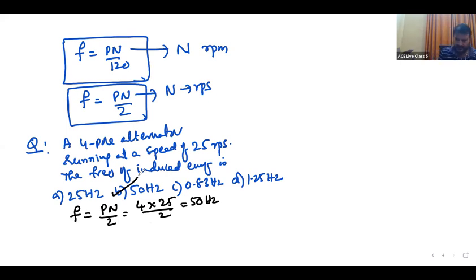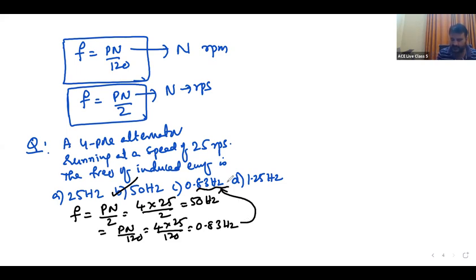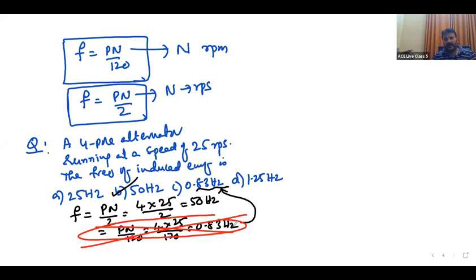Instead of that, if you use F is equal to Pn by 120, what is going to happen? That is 4 into 25 divided by 120. You will get 0.83 hertz. But you will give that option also, which is totally wrong. The step is totally wrong. What I mean to say from this example is that options will definitely include all varieties, so there is a chance of making a mistake.